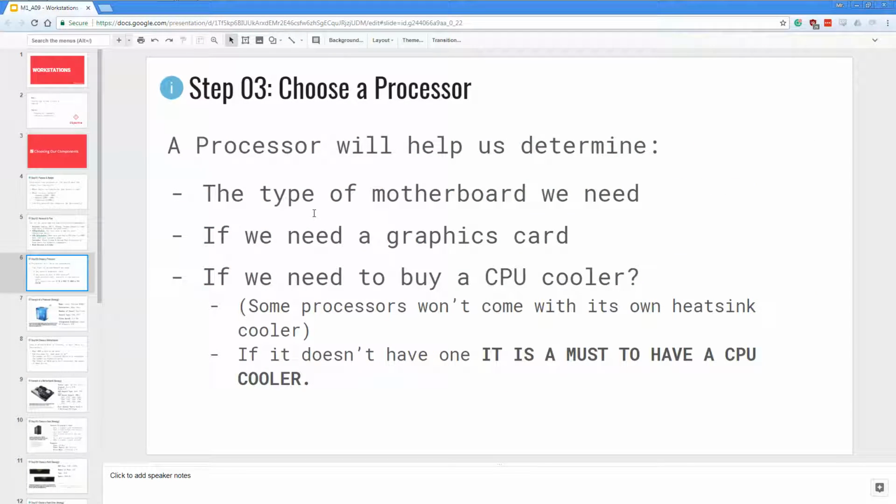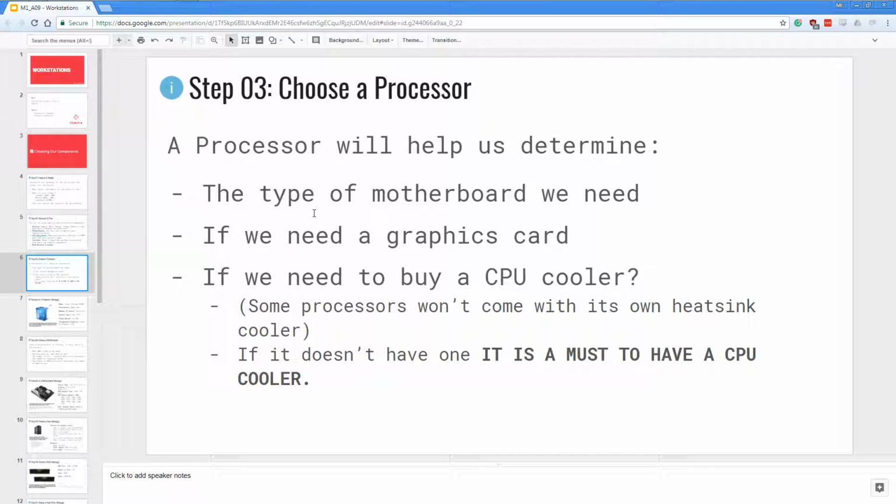Step number 3, we're now actually starting to plan our build. We want to choose a processor. The processor will help us determine the type of motherboard we need and if we need a graphics card. If there is no integrated graphics in our processor, we probably need a graphics card or a motherboard that comes with graphics. Next, do we need to buy a CPU cooler?